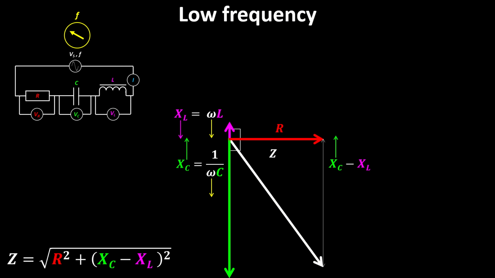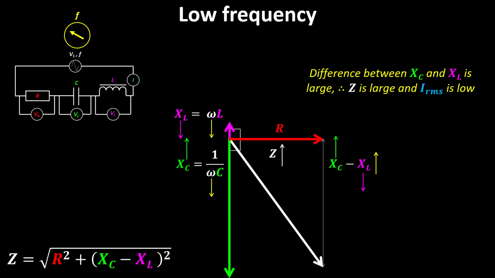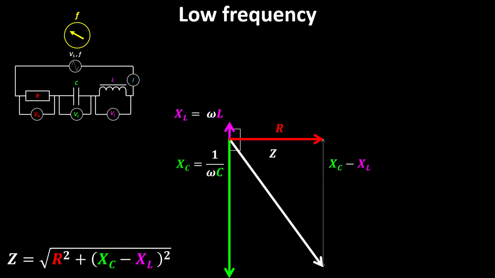And because the capacitor reactance is high and the inductor reactance is low, we end up with a large difference between them, which means we're going to end up with a large impedance. So because the difference between XC and XL is large, we get a large impedance, and the RMS current will be low. So at a very low frequency, we get a low current and a high impedance. But what about high frequency?